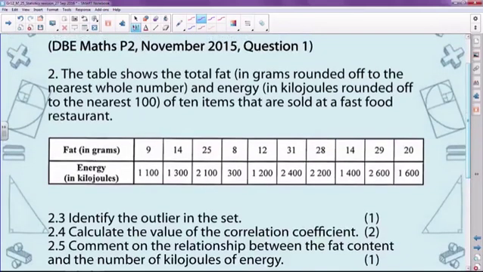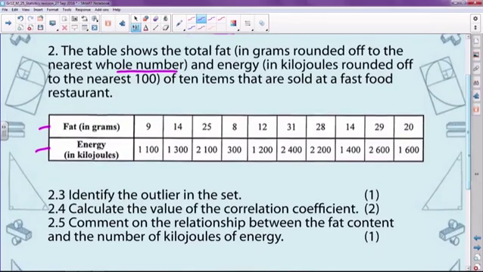Reminder that this comes from your maths paper 2, November 2015. This is question 1. So you were given the table which shows the total fat in grams rounded off to the nearest whole number and energy in kilojoules rounded off to the nearest 100 of 10 items that are sold at a fast food restaurant. So you had your fat being the independent variable and the energy in kilojoules was your dependent variable.